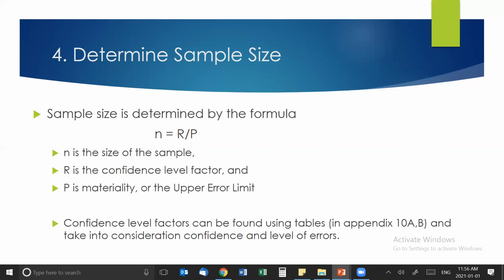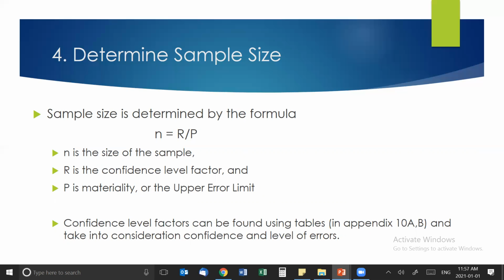To figure out the sample size, n, which is your sample size, equals R, which is your confidence level factor, divided by P, which is your materiality, or your percentage of materiality. In this case, the confidence level factor is based on your effectiveness risk. The effectiveness risk is that you're going to provide a conclusion that is better than what is actually happening. If your effectiveness risk is 5%, for example, then your confidence factor is going to be 1 minus the 5%.